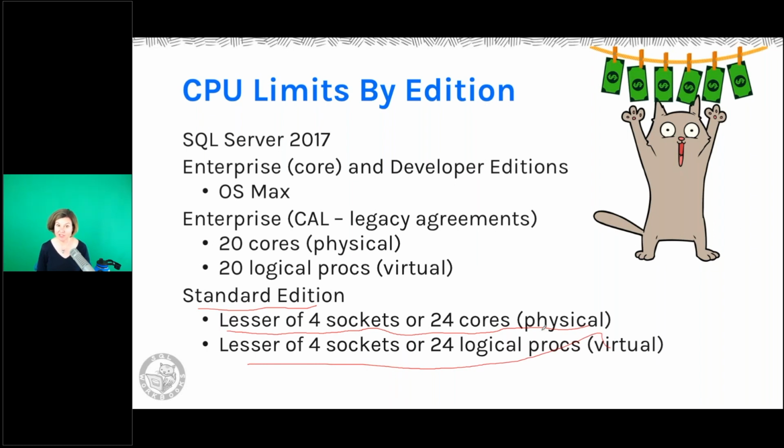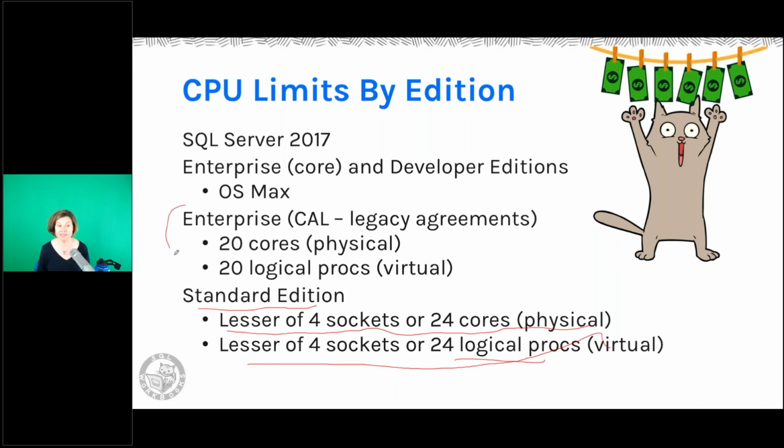So if we configure our VM to show more than 4 sockets and we have Standard Edition SQL Server, it'll just be like, oh, I can't use those. Same thing with the logical processors. So we need to make sure that we configure the socket core ratio in our hypervisor in a way that lets us actually use them if we are using Standard Edition.